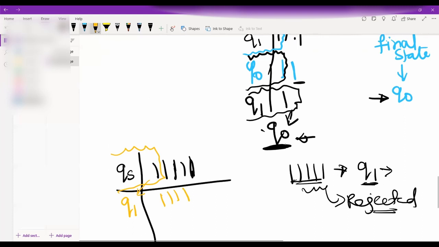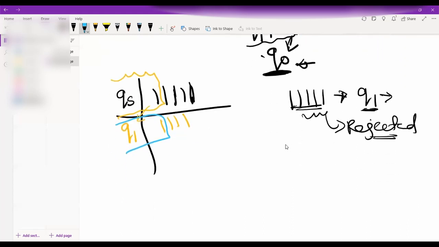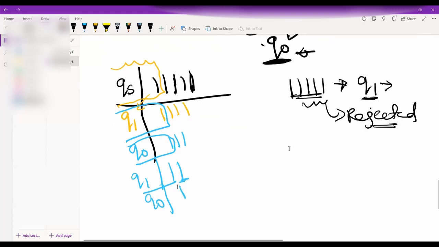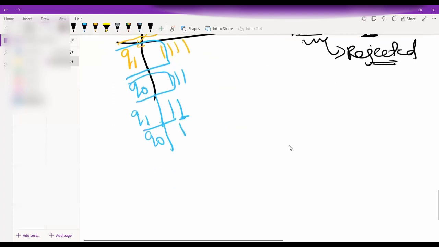Now next, Q1 on 1, where is it going? Q1 on 1 reaches Q0. The remaining string is 1, 1, 1. Now Q0 on 1, where is it going? It is going to Q1. The remaining string is 1, 1. Now next, Q1 on 1 goes to Q0. Now what is remaining? The remaining one is 1.